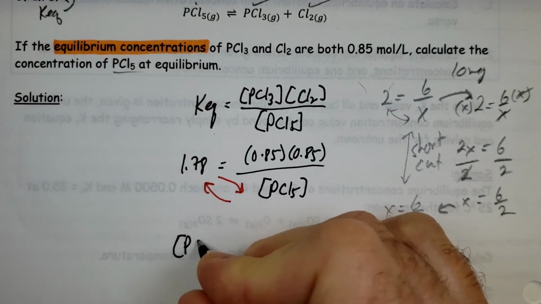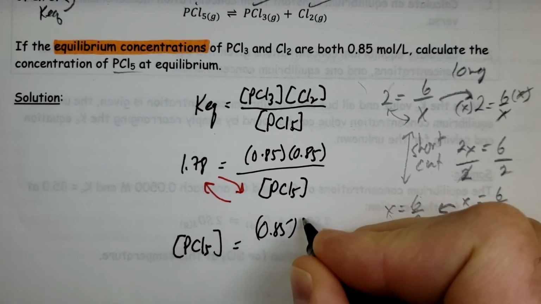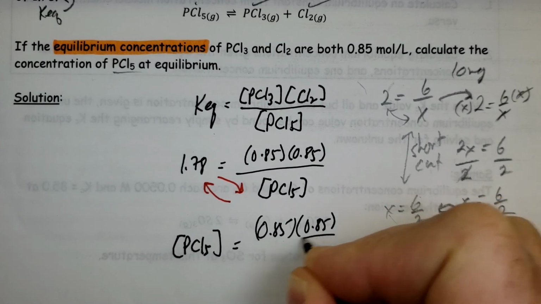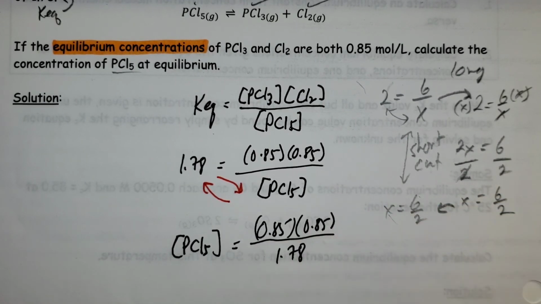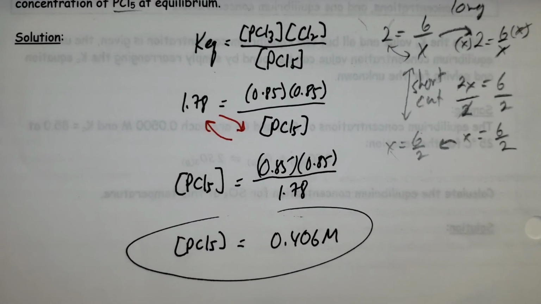So we can do that. So the concentration of PCl5 is equal to 0.85 multiplied by 0.85 divided by 1.78. So simply put that in your calculator and you should get 0.406. And of course this is a concentration, so we do need that molar unit there for this one, because we're not solving for KEQ, we're actually solving for a concentration.